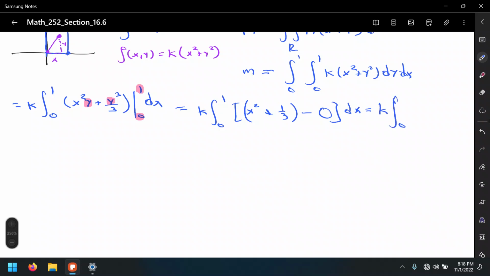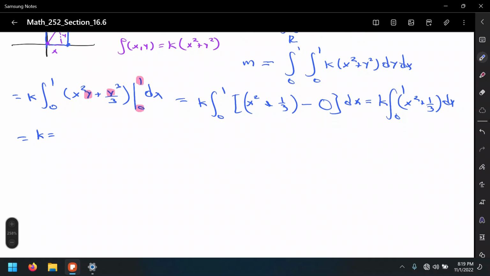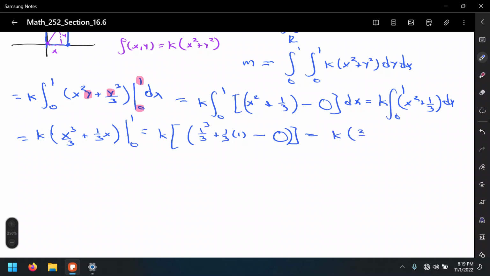All right, the integral from 0 to 1 of x squared plus 1/3 dx, and that's going to give us k times x cubed over 3 plus 1/3 x, evaluated from 0 to 1. That is k times 1 cubed over 3 plus 1/3 times 1 minus another big 0. Sounds good. So that's 1/3 plus another third, that's k times 2/3, which really reduces to 2/3 k. All right, 2/3 k. So that's only the mass.